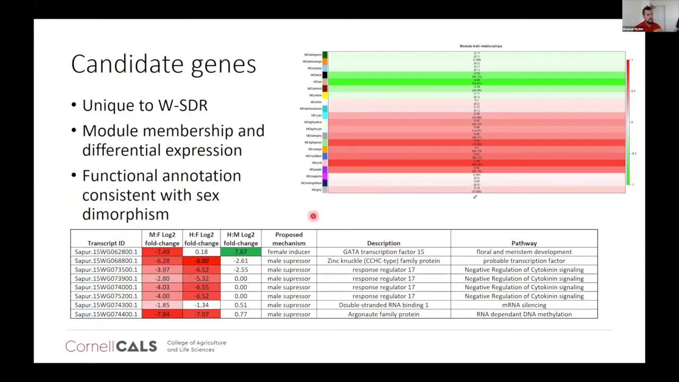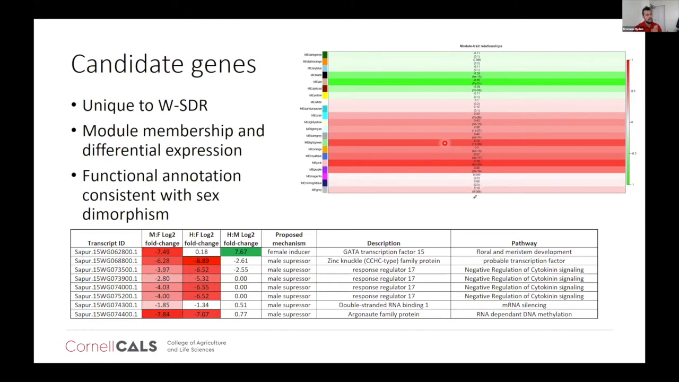So we set out to identify candidate genes. And to do this, we used network analysis as one of the methods. This shows modules that were developed through that network analysis, and green bars indicate more female correlated and red are more male correlated. So there are several modules that emerge that are highly female and highly male correlated, likely representing the female and male sex dimorphism pathways respectively.